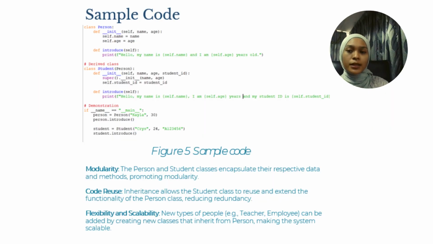So this is the sample code we use when we learn Python. First, modularity. The person and student classes encapsulate their respective data and methods, promoting modularity. Other than that is code reuse. Inheritance allows the student class to reuse and extend the functionality of the person class, reducing redundancy. Other than that is flexibility and scalability. New types of people, for example teacher and employee, can be added by creating new classes that inherit from person, making the system scalable.